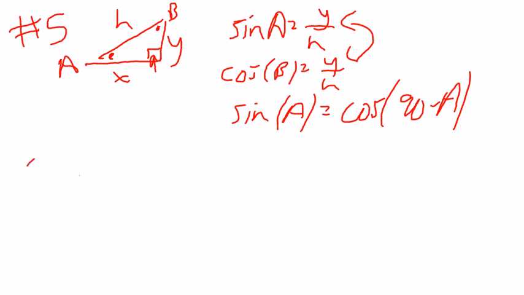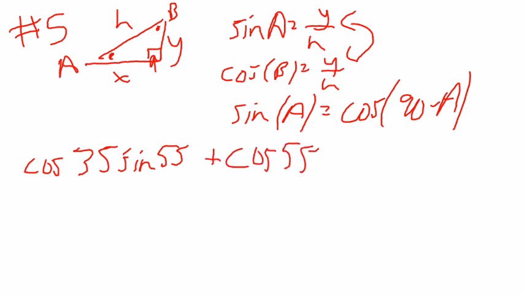going to take cosine 35 times sine 55 plus cosine 55 times sine 35, and show that that's equal to, or figure out what it's equal to numerically. So it's equal to 1. What I'm going to do is convert this, I'll do it the same way I did on the study guide.